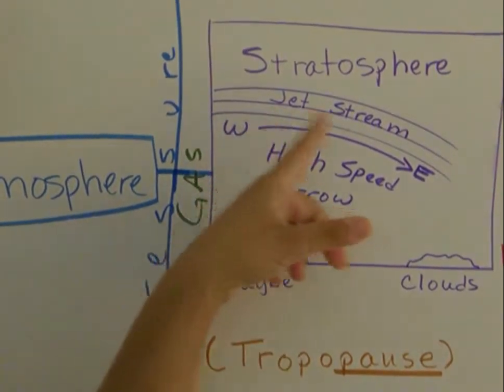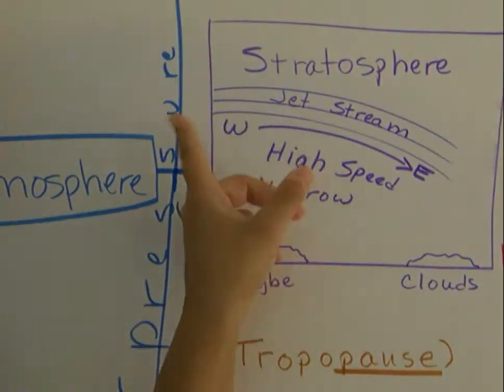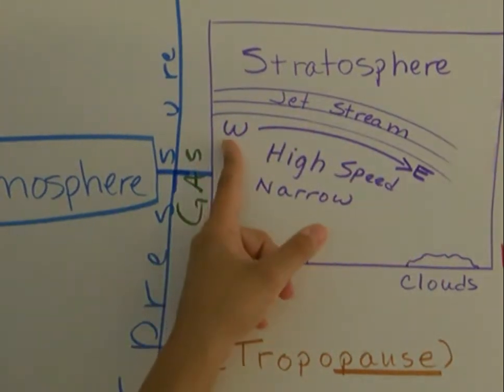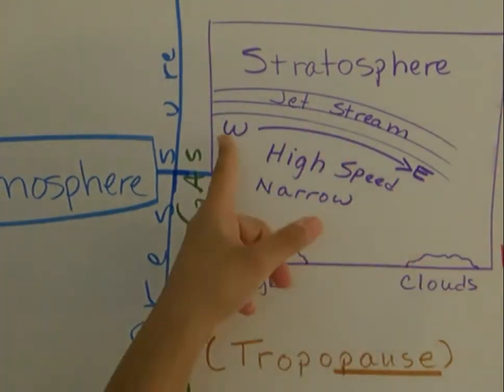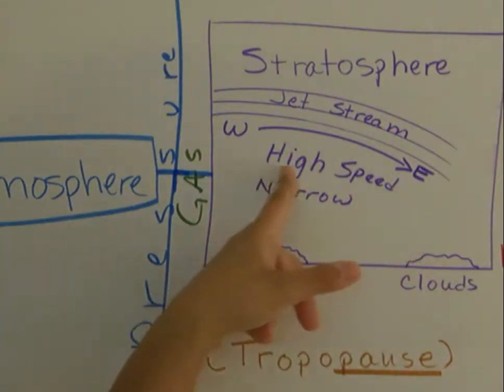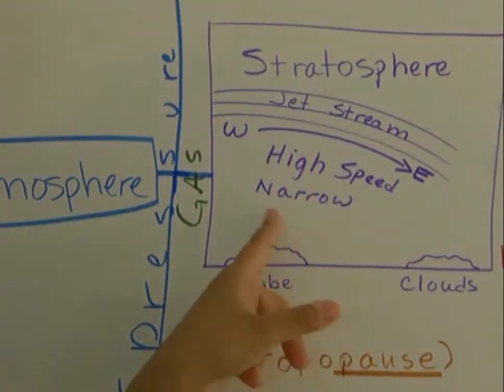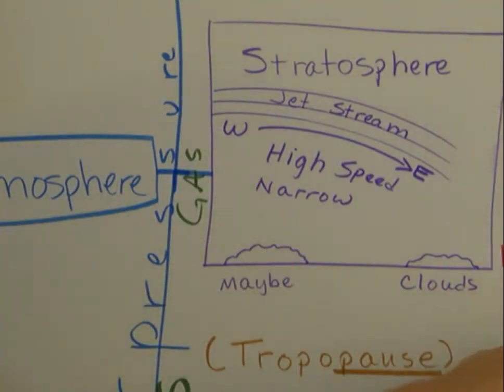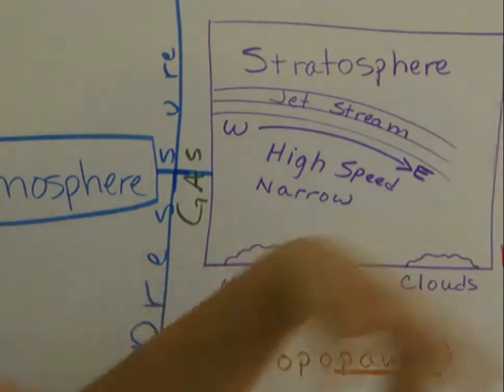And in the stratosphere you also have the jet stream. So I put a graphic there for the jet stream. This jet stream travels from west to east, so I put west to east here. It's high speed and it's narrow. So I have all that listed there so I can remember. And again, temperature gradient is over here.